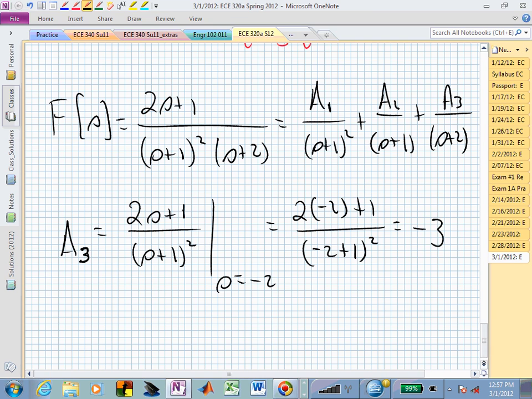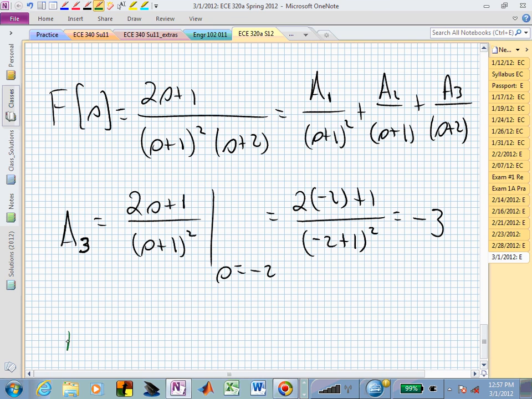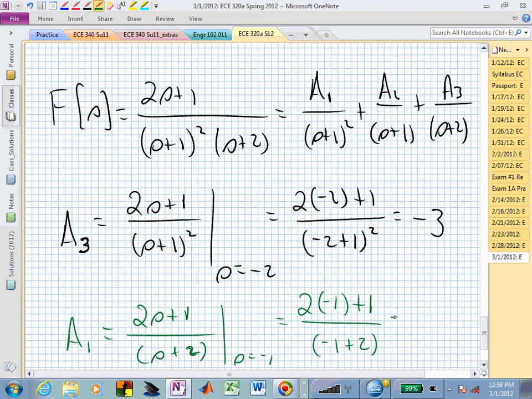And what about A1? We can get that similarly. Now we multiply both sides by (s plus 1) squared to get rid of that piece. And we have 2s plus 1 over s plus 2. We evaluate at -1. Now we have 1 downstairs and -2 plus 1 upstairs, or -1.